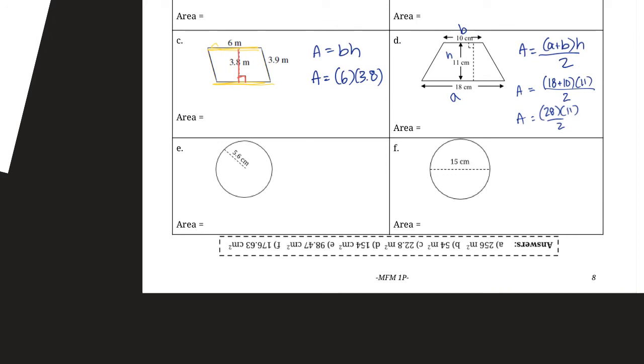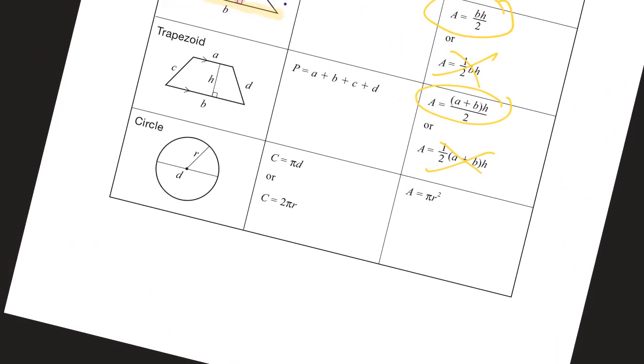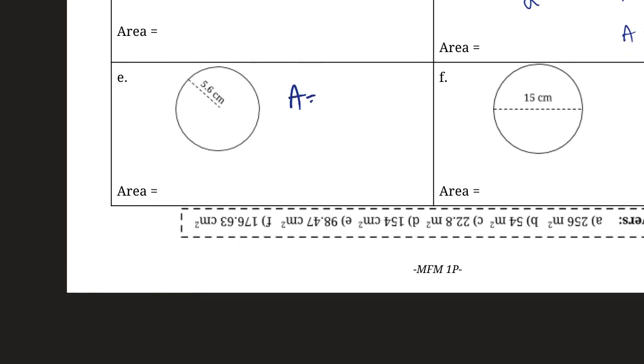The next 2 shapes, you'll notice, are circles, right? And we had circles when we talked about perimeter. They had special formulas with that funny symbol in it. And you'll notice for a circle, it also has that funny symbol in it, pi, right? So the area is pi r squared. So let's write that down. A equals pi r squared.